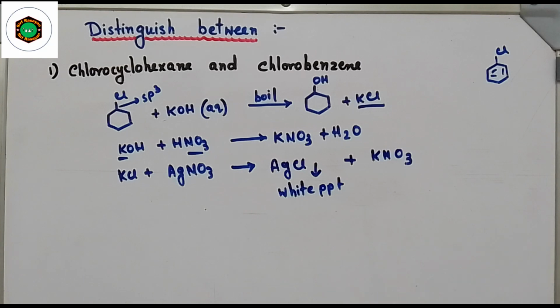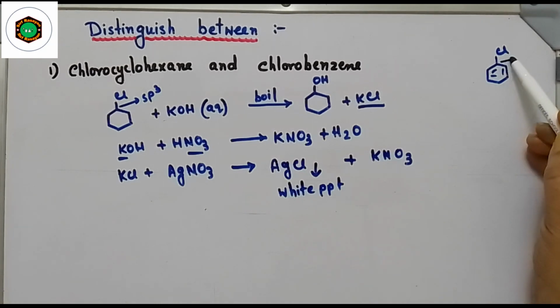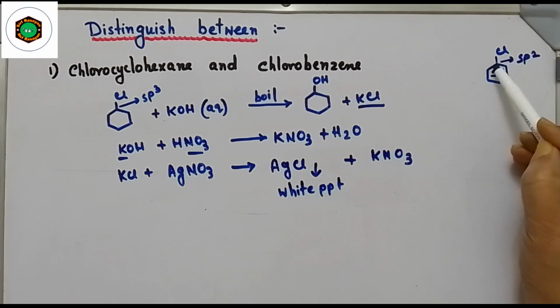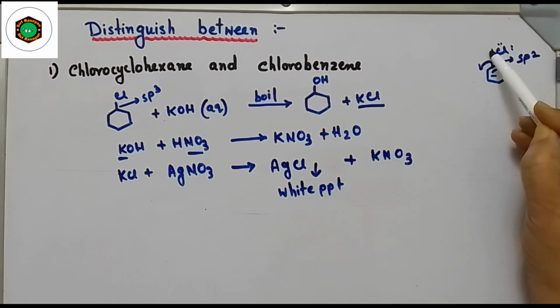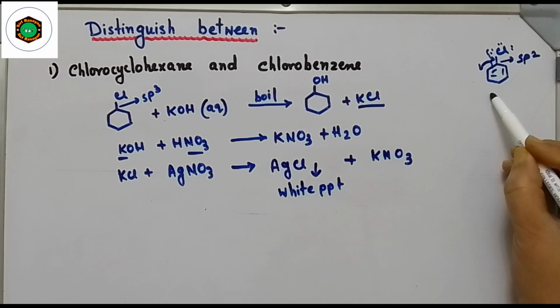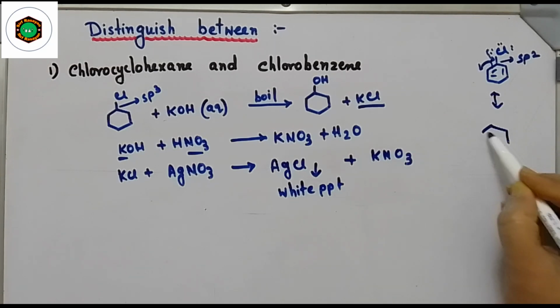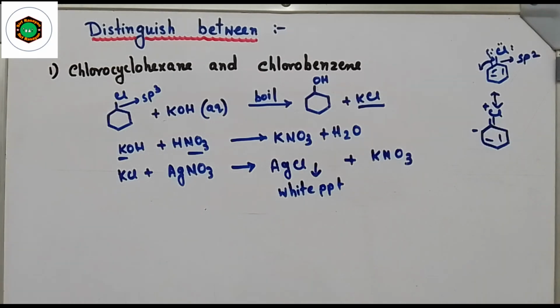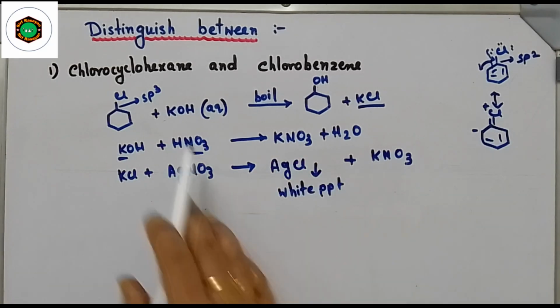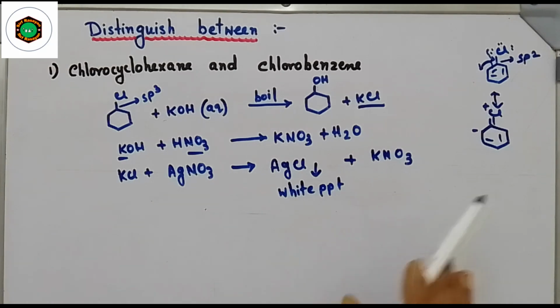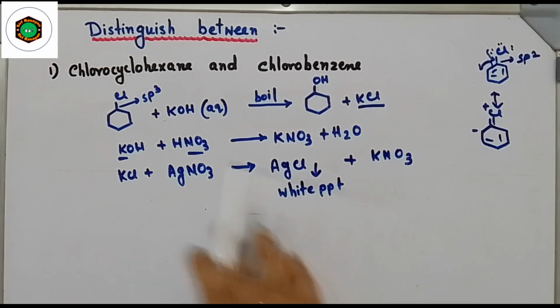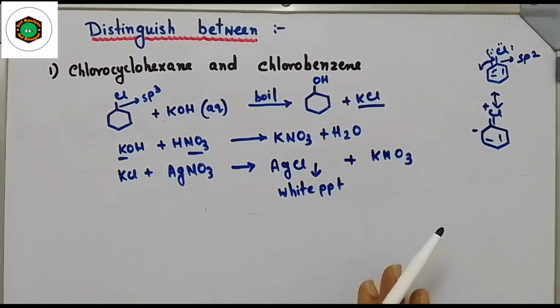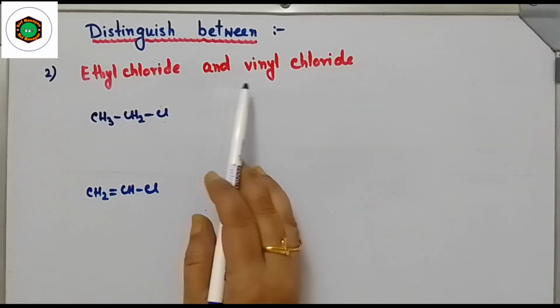But in chlorobenzene, this carbon is sp2 hybridized, and you know, due to resonance, this C-Cl bond has some double bond character. So here nucleophilic substitution like this will not take place. So here by the following reaction we will not get any white precipitate. So the test tube, after adding all those things, where you are not getting white precipitate, means in that test tube chlorobenzene is there.